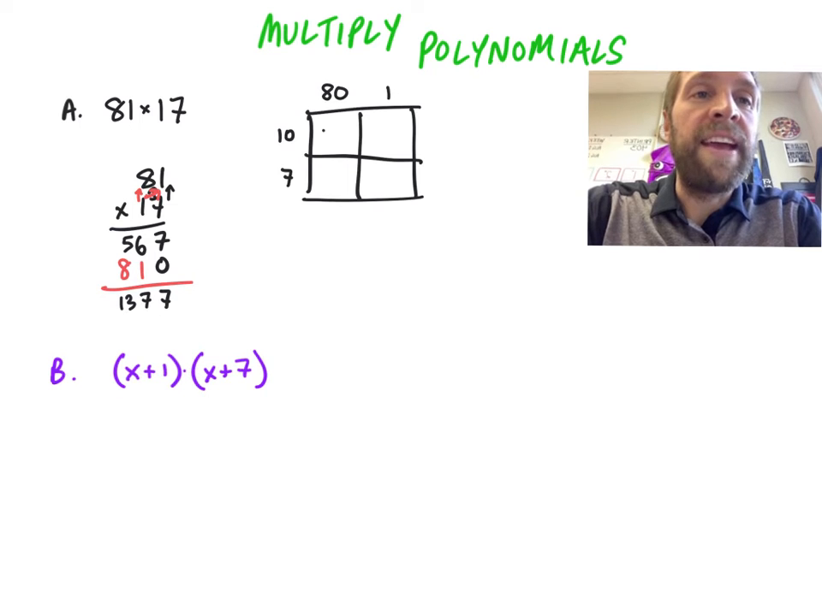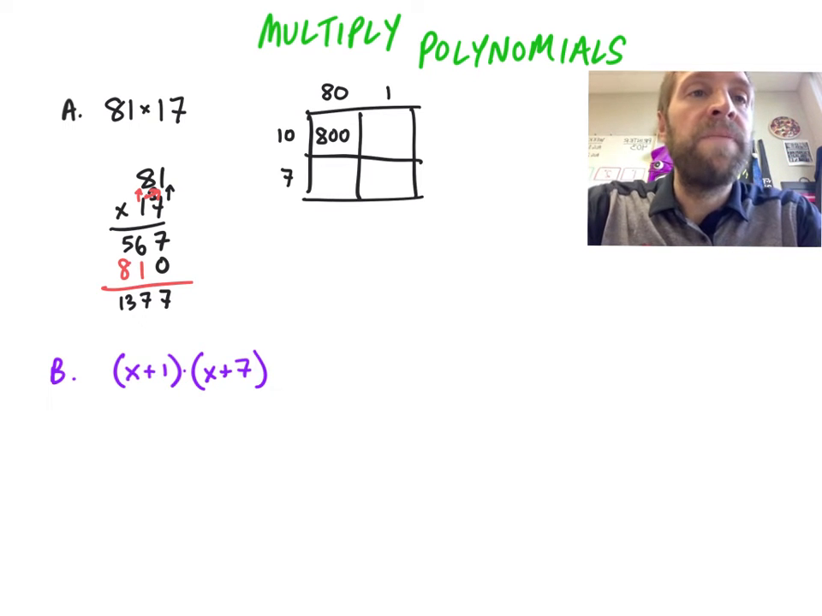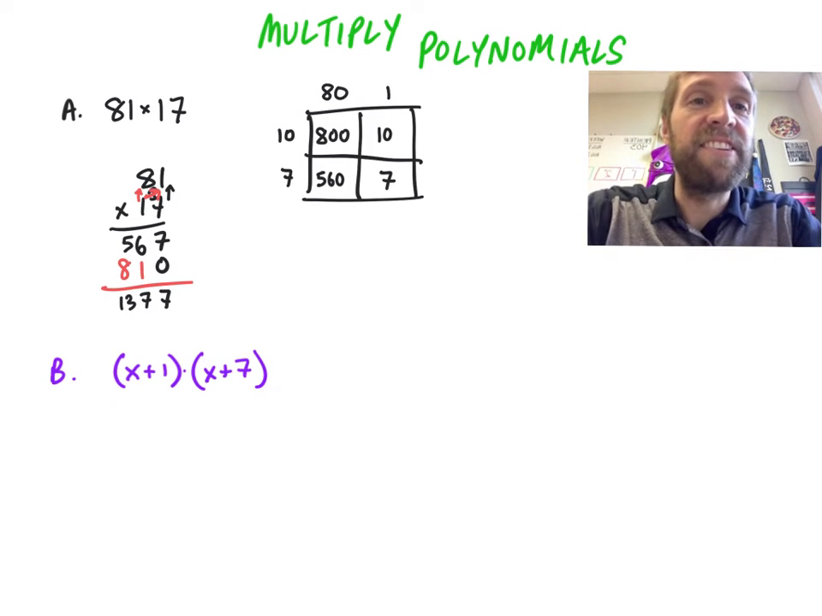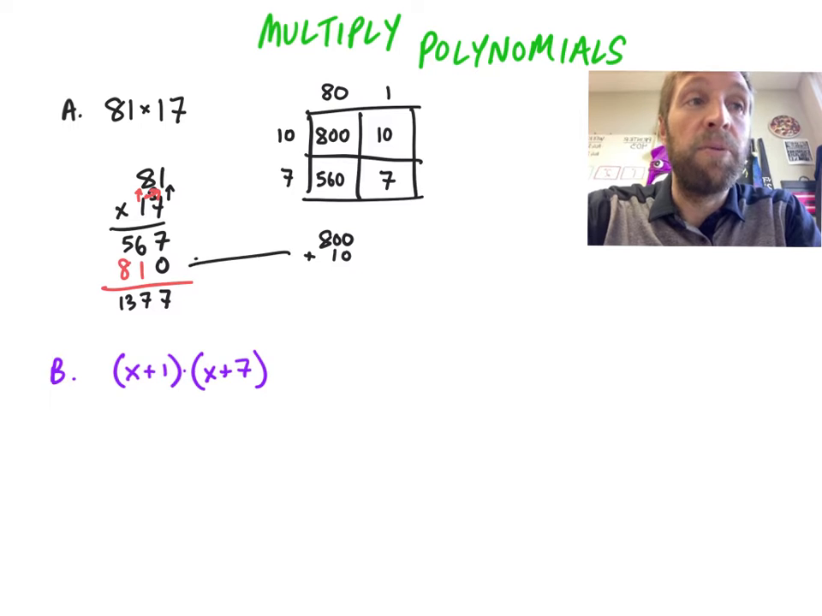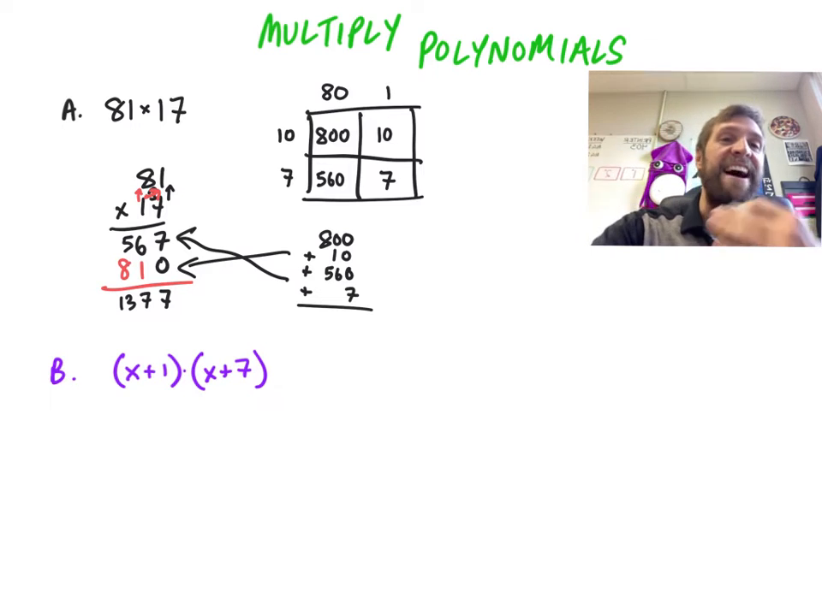And so they go 1 times 8 is 8, and then you have 2 zeros there, so it's 800. If you had 10 80s, you would end up with 800. And then 1 times 10 is 10. And then 80 times 7 is 560. And then 1 times 7 is 7. And then over to the side, they added up 800 plus 10. Boom, look at that. Plus 560 plus 7, 567. Boom, look at that. So that's where it was coming from.